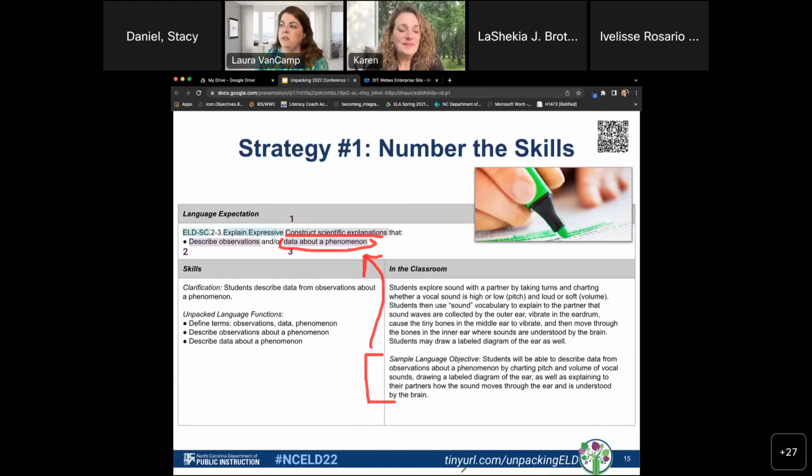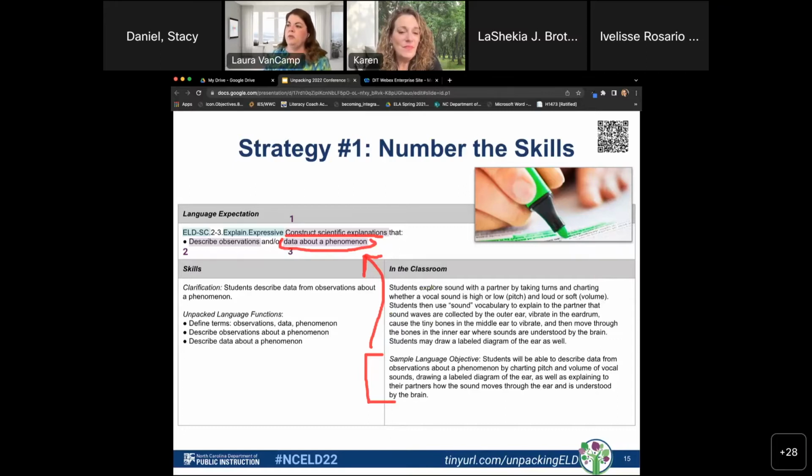Students explore sound with a partner by taking turns and charting whether a vocal sound is high or low, which is pitch, or loud or soft, which is volume. Okay, so taken directly from the science standards. Students then use sound vocabulary to explain to their partner that sound waves are collected by the outer ear, vibrate in the eardrum, cause the tiny bones in the middle ear to vibrate, and then move through the bones in the inner ear where sounds are understood by the brain. Students may draw a label diagram of the ear as well.